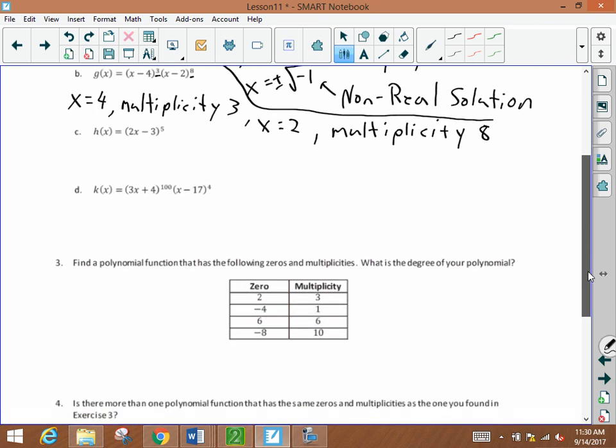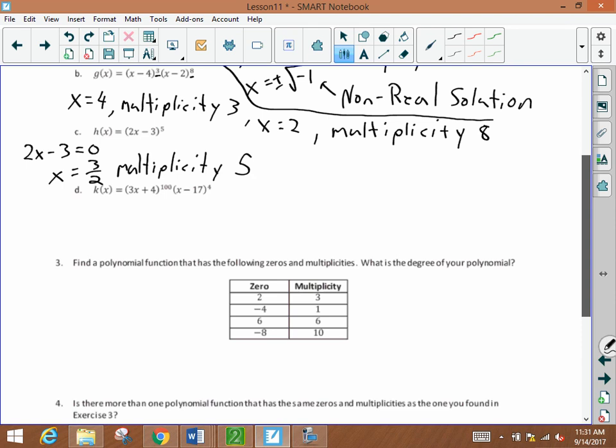Okay. First of all, let's figure out what our 0 is. I got to solve 2x minus 3 equals 0. And I'm just going to make the jump and tell you that's 3 halves. I added 3 to both sides, and then divided both sides by 2, and I got 3 halves. And what is my multiplicity? It's 5. Yay!